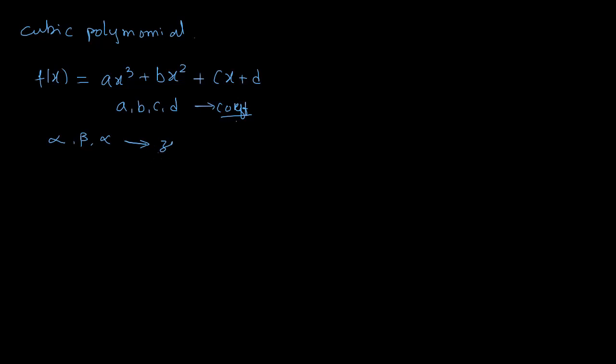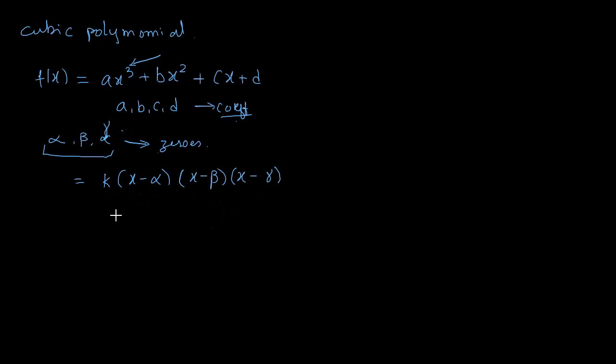And if I treat alpha, beta, gamma as the zeros of that polynomial, when I say 3, there are 3 zeros because it's a cubic polynomial. So if these are the 3 zeros, I can represent this in terms of k into x minus alpha, into x minus beta, and x minus gamma. Sorry, that one is gamma, right?